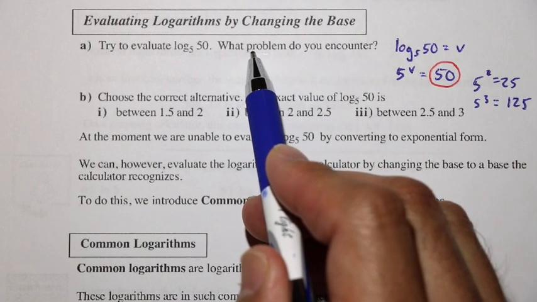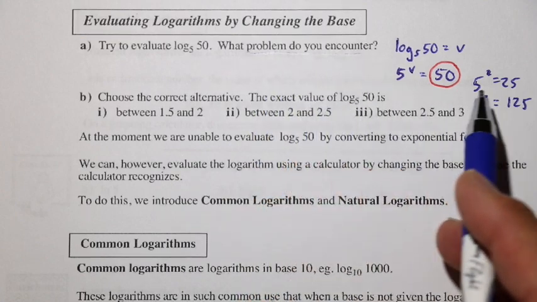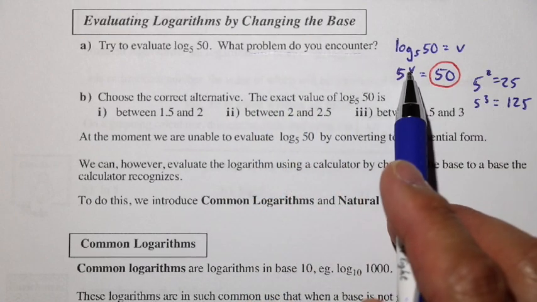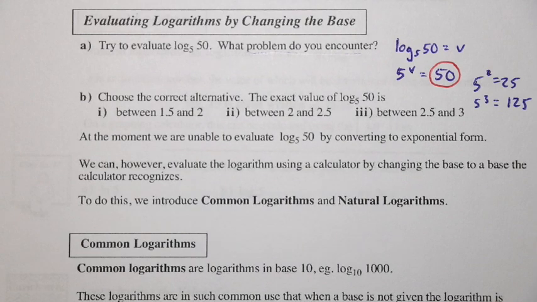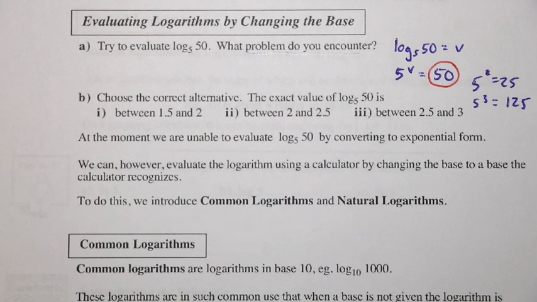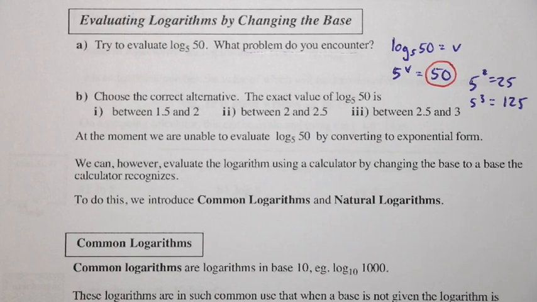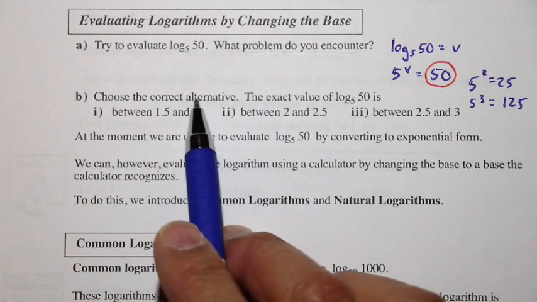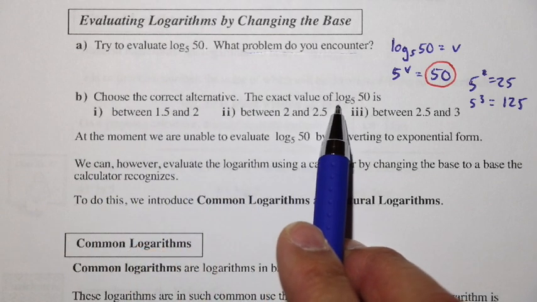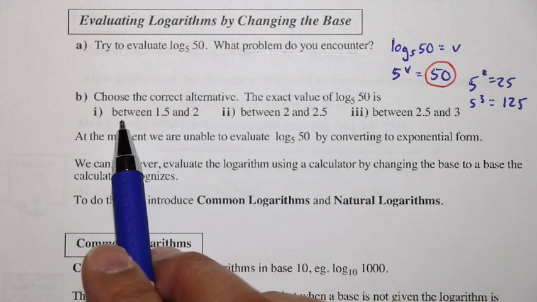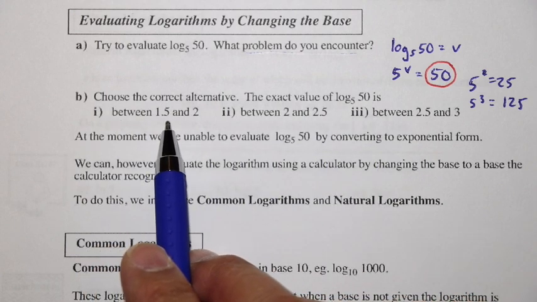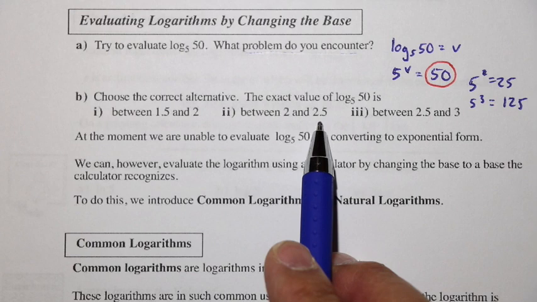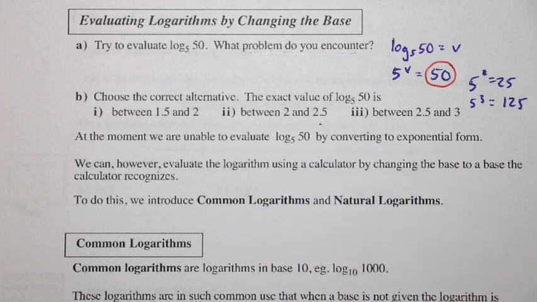Well, that is the problem that we encounter. It's very difficult to find that exact value of v. In other examples previously, we were able to find values of v that were rational and exact. Well, let's take a look here. Let's choose the correct alternative. The exact value of log base 5 of 50 is here. Could it be between 1.5 and 2, between 2 and 2.5, or between 2.5 and 3?